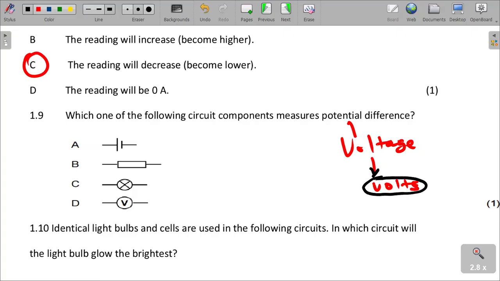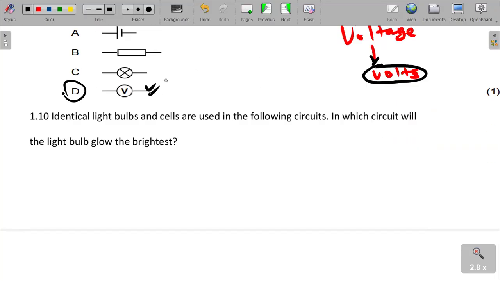So one of the following circuit components measures potential difference. What is it? It is D, which can be used to measure the voltage within a connection pathway or a circuit.